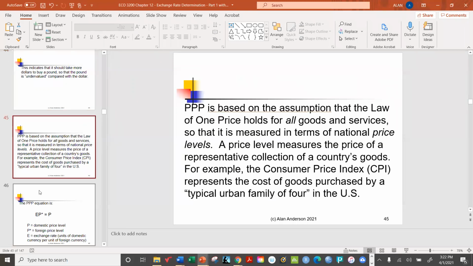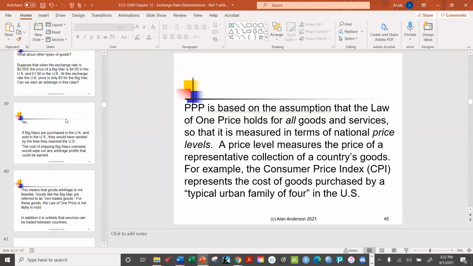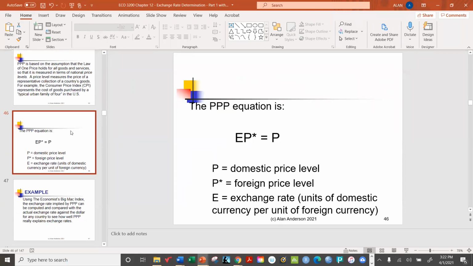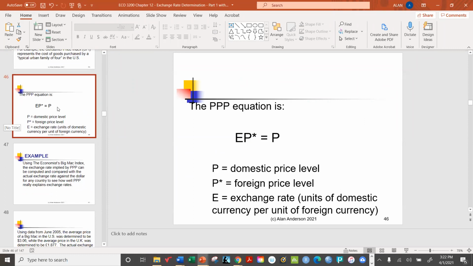All right, so the actual PPP equation looks like this. If you rewrite this algebraically, the spot exchange rate, let's say dollars per pound, should be P over P star. P in the numerator is the CPI, the US price level, and down here we have the British price level, which is the RPI.